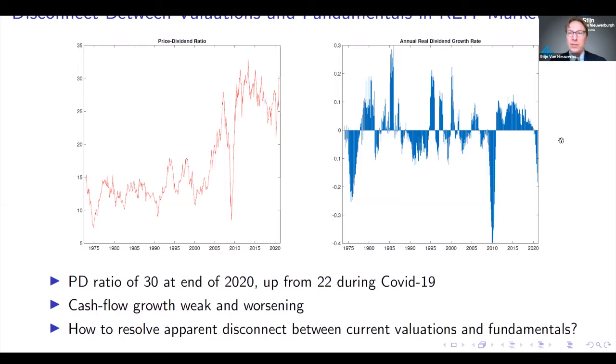And so this creates a bit of a puzzle. This sets up a bit of a mystery. How do we resolve this apparent disconnect between the current very high valuation ratios in the REIT market and the seemingly very weak fundamentals in commercial real estate?